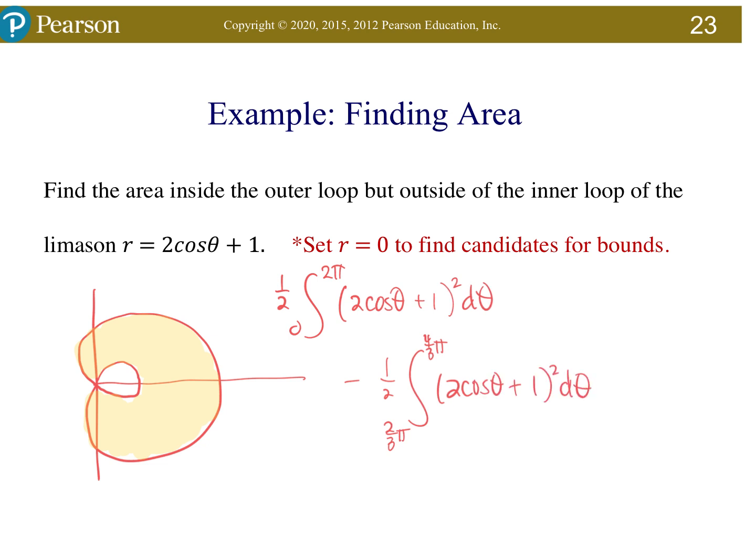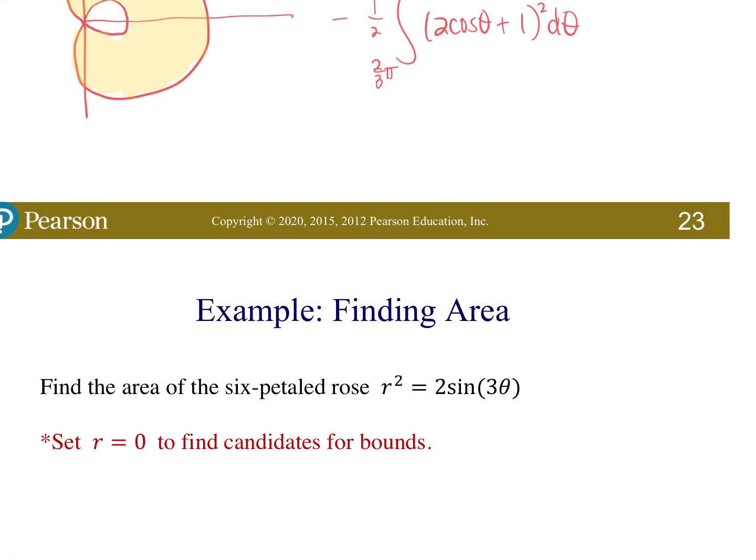Okay, so that's how you're going to set that up as subtraction. Yeah. So for finding the inner loop, is it just a given to set r equals 0? Yeah, because the loops are going to be whenever it's crossed through the origin, which is why we set it equal to 0. Now, if we're going to do 2 graphs on top of each other, we want to find the intersections, then we set them equal to each other to find the bounds. But this one was finding it when it was crossing the origin.